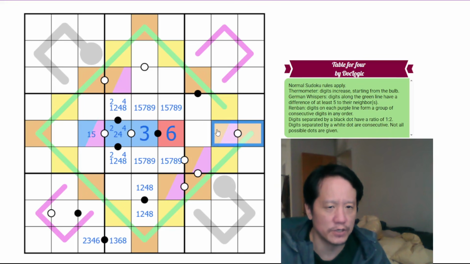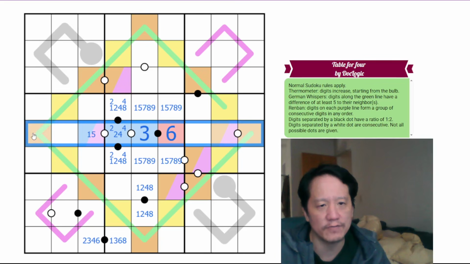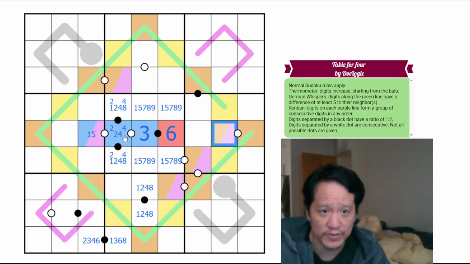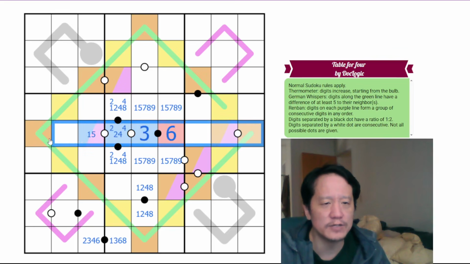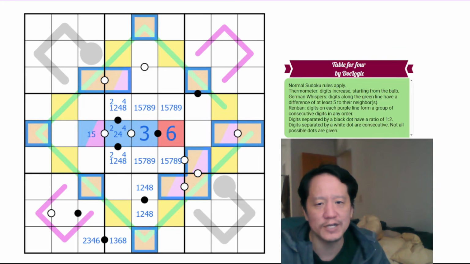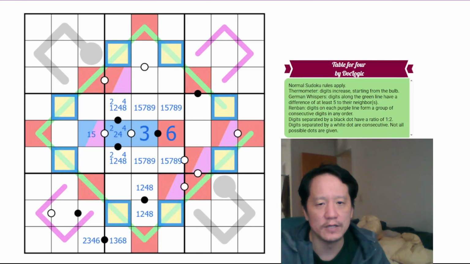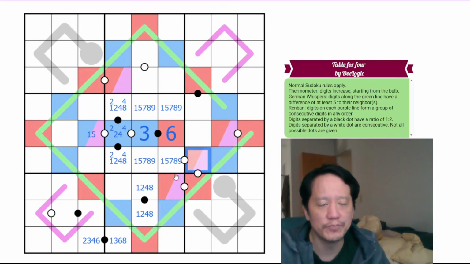If orange is low, we have guaranteed 1, 2, 3, 4 lows in row 5. That would force this not to be low and this not to be low, but then they would both have to be 5 to be consecutive. That means orange cannot be low. So orange has to be high and yellows have to be low. Okay.